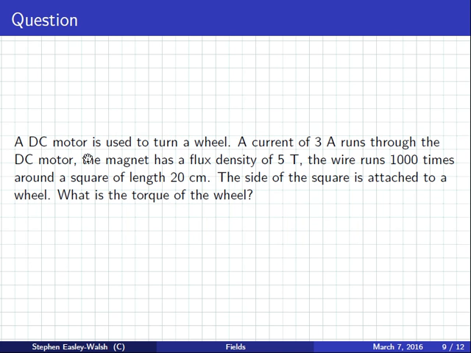A DC motor is used to turn a wheel. A current of 3 amps runs through the DC motor. The flux density is 5. The wire runs 1,000 times around a square of length 20. What is the torque? Okay, which formula is this?